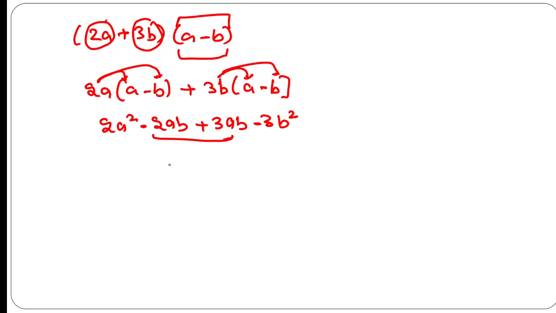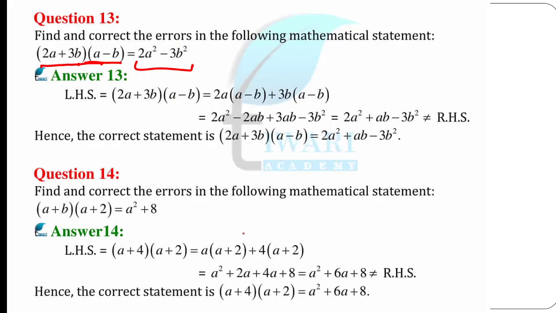So we have 2a square, then minus 2ab plus 3ab, and the sign of the bigger term is taken. So 3ab minus 2ab is ab, minus 3b square. So we will obtain the answer as 2a square plus ab minus 3b square. Here there is no ab in the given statement, so the answer is 2a square plus ab minus 3b square.